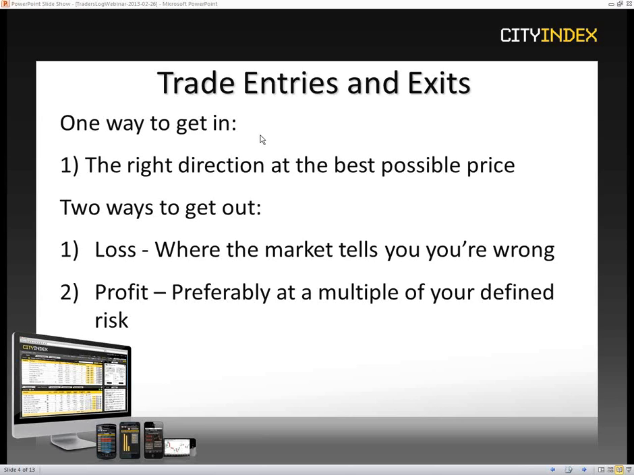As far as I'm concerned, in terms of entries, there's really one way to get in, from my perspective, the way I look at markets, the way I trade the markets. And the best way to get in for me is the right direction at the best possible price. Now, that's a very simple sentence, but what exactly does this mean? Well, there's a lot to this sentence, even though it seems very simple.